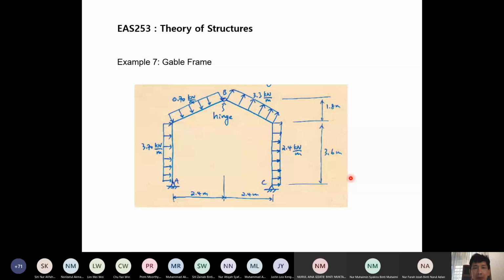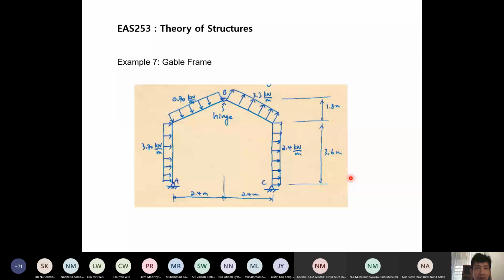So this is one example that we want to look at, and the dimensions are 2.4 meter, 2.4 meter, 3.6 meter, and the height of this inclined part, the pitch part of the roof here, is 1.8 meter. So first, let's check the statical determinacy.